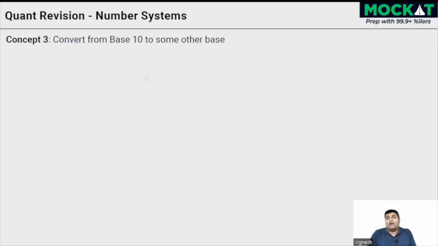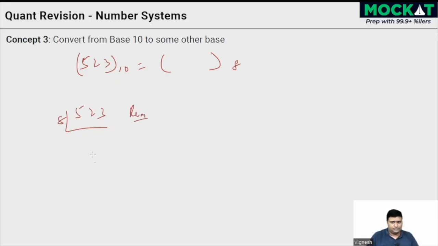Okay. What if I have to convert some number from base 10 to some other base, right? Base 10 to some other base, we need to successively divide by that particular base and write down the remainders from bottom to top. That's the concept, right? So let's say we have the number 523, which in base 10 equals what in the base 8 number system. Take the number, successively divide by 8 and note down the remainders over here.